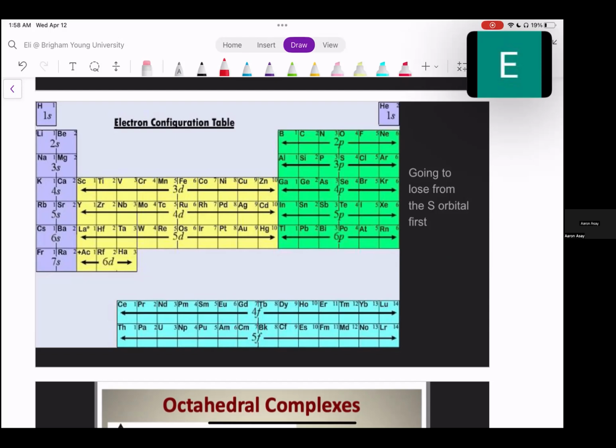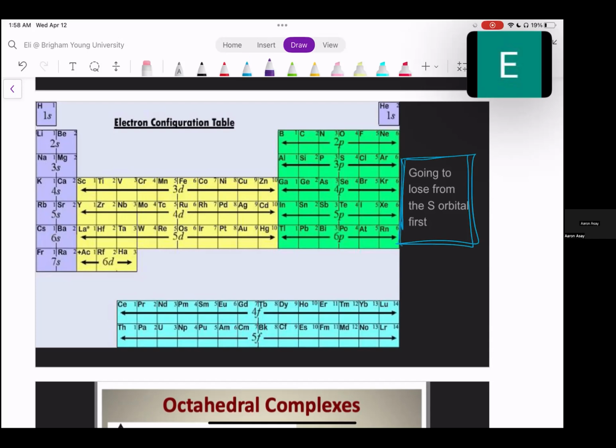And we have to determine where those electrons are lost from. If they're lost from the d orbitals, obviously the number of electrons in the d orbital is going to decrease. But I want you guys to remember a really important rule, and it's right over here. All of these metals are going to first lose from the s orbital.